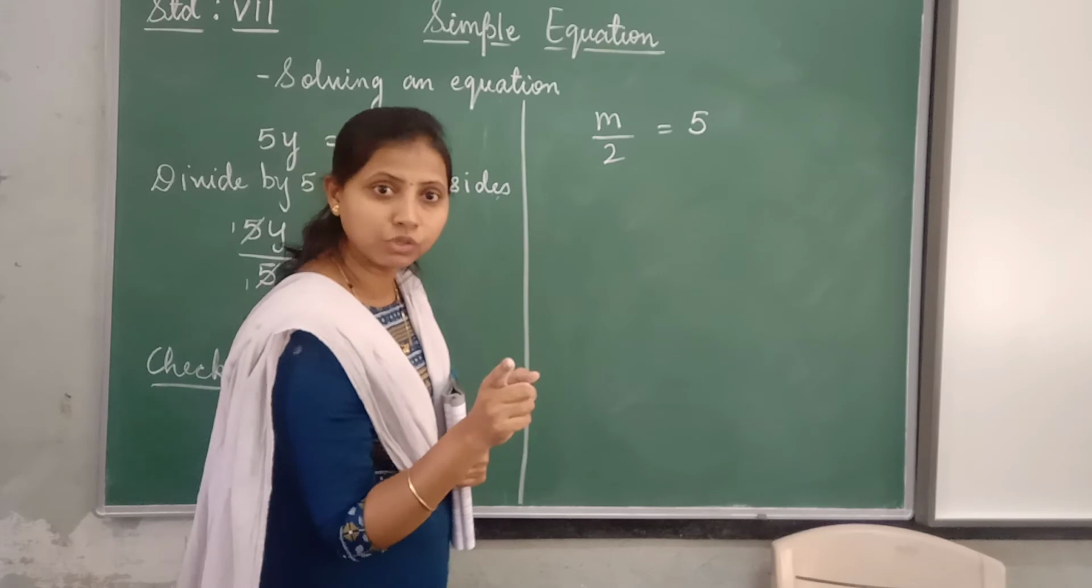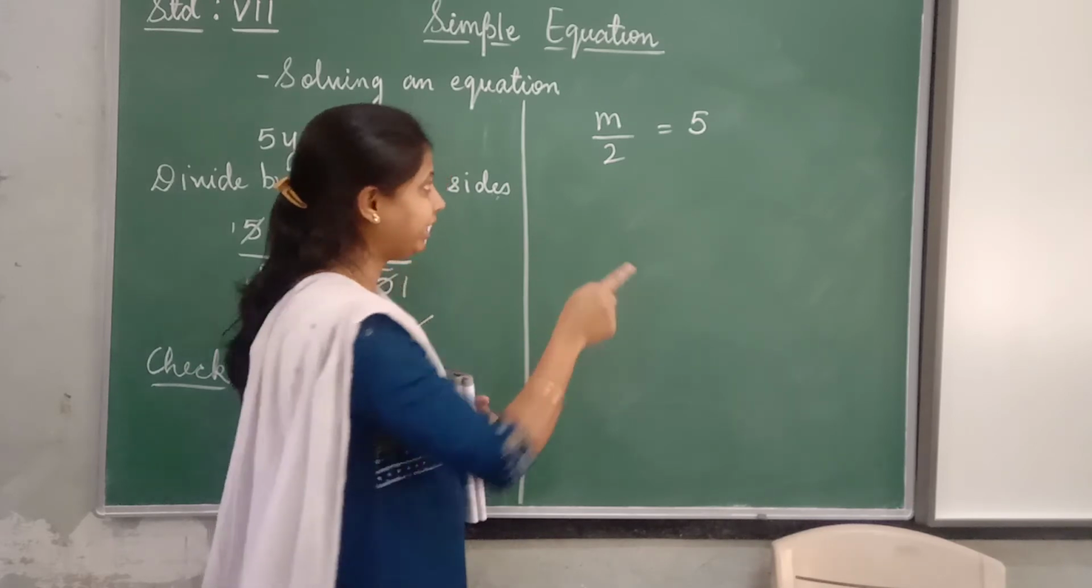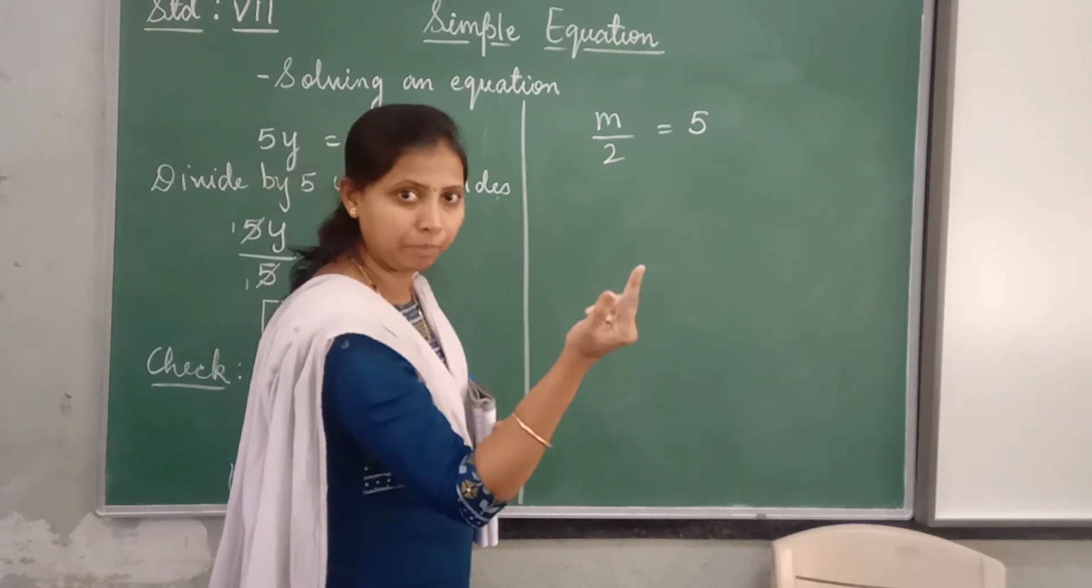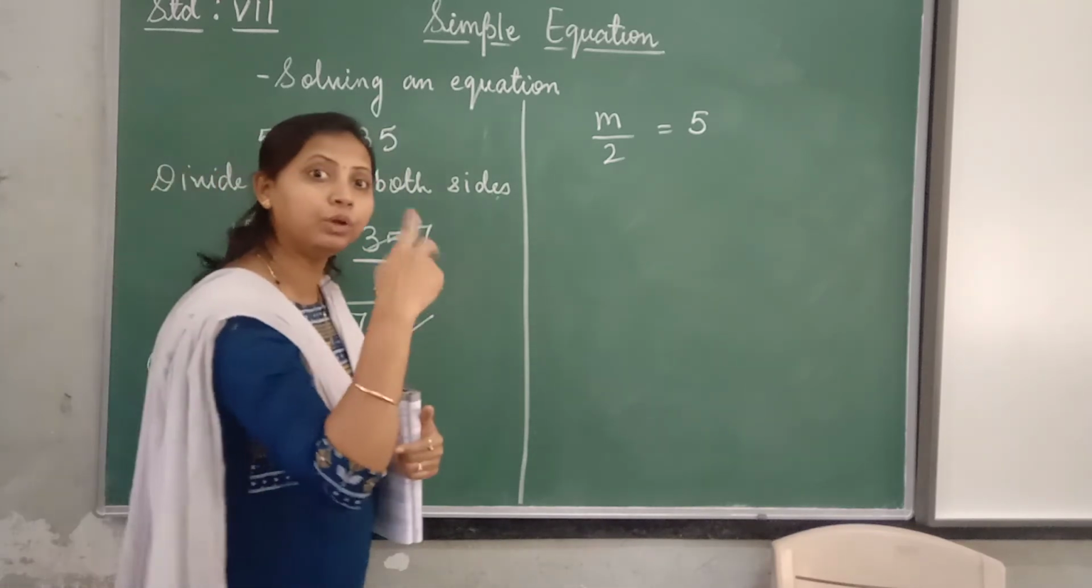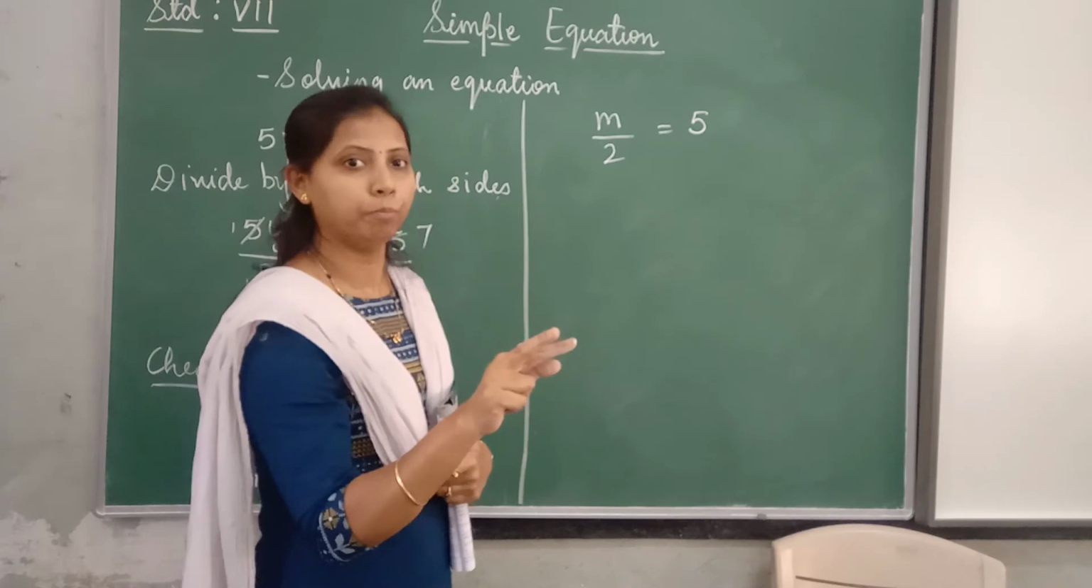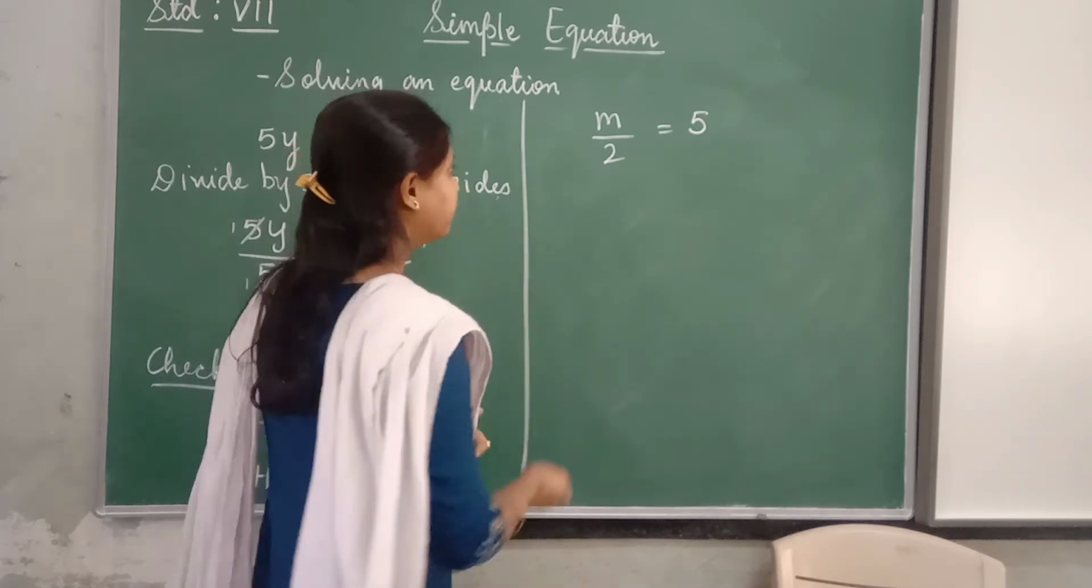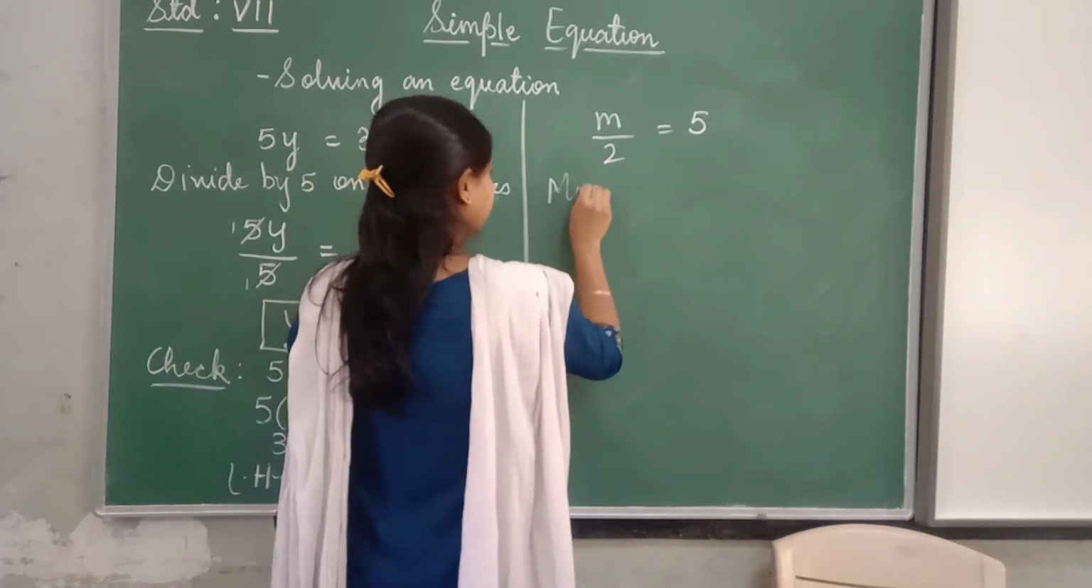So to cancel this 2, you have to multiply. When division is there, you have to multiply. When multiplication is there, you have to divide. When plus is there, you have to subtract. When minus is there, you have to add. Reverse. Okay, children, so now multiply.